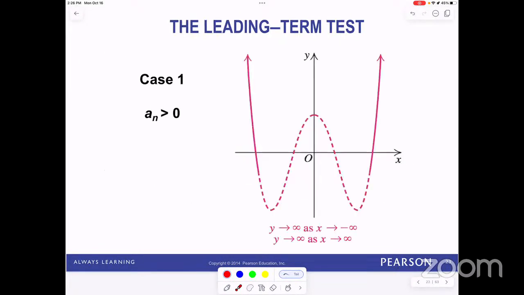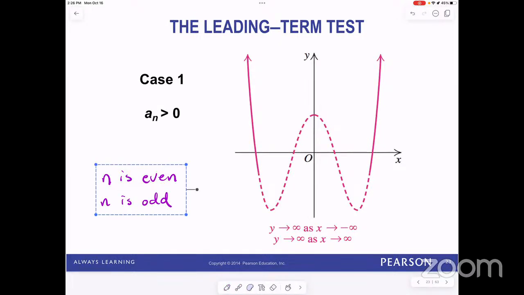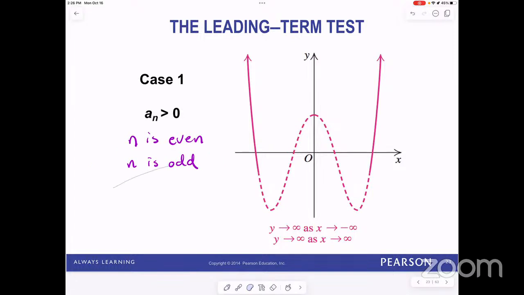Okay, so again here, this is where n is even, so the degree of the polynomial is even. A positive leading coefficient goes up to the right. If it's an even degree polynomial, then the other side does the exact same, so up to the right, up to the left. The next case is if n is even, but our leading coefficient is negative. A negative leading coefficient falls to the right, and with an even degree, the other side does the exact same, so we're going to fall to the left. So it falls to the right and to the left.